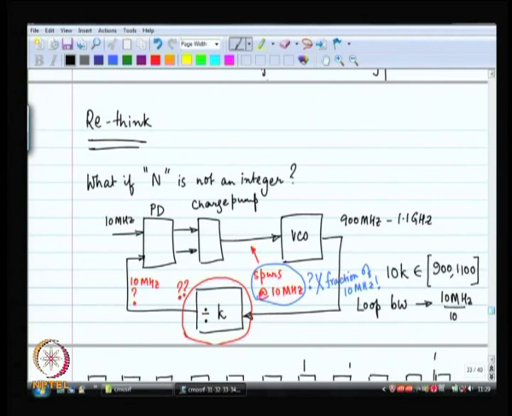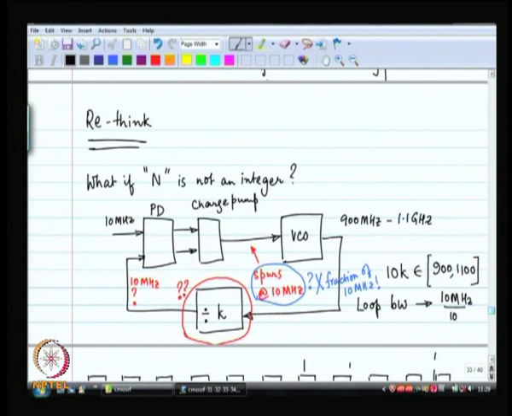I do not see the example anymore. This is the example that we had chosen. The input reference is at 10 megahertz. I want an output between 900 megahertz and 1.1 gigahertz. So, with a channel raster of 1 megahertz, this was my plan.